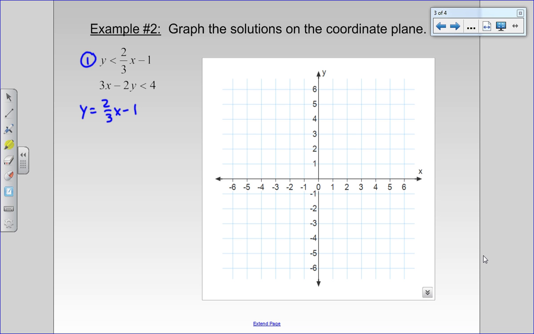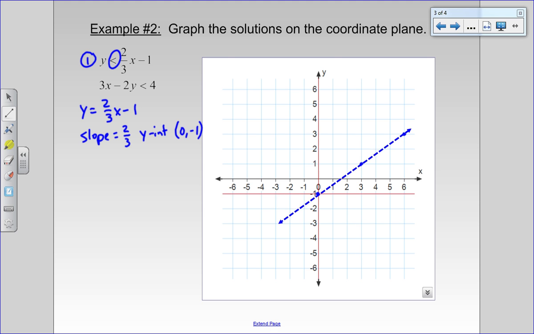And since it's written in slope-intercept form, we can see that the slope of the boundary line is 2/3, and the y-intercept is 0, -1. So we'll start at that y-intercept and then count up 2 and to the right 3, using rise over run as the slope to identify more points on the boundary line. Because we have a less than symbol in our inequality, those points on the boundary line are not solutions, and we will indicate this using a dashed line.